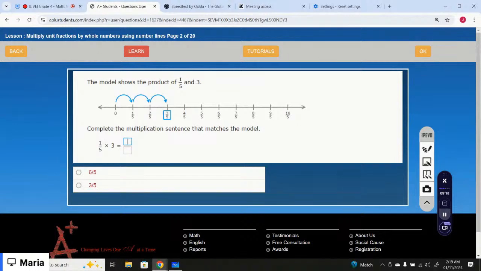The model shows the product of 1 by 5 and 3. So you have to count forward by 1 by 5. And how many times you have to count forward? You have to count forward 3 times. So that is 3 times 1 by 5. The correct option is 3 by 5. The correct option is option number 2, that is 3 by 5.